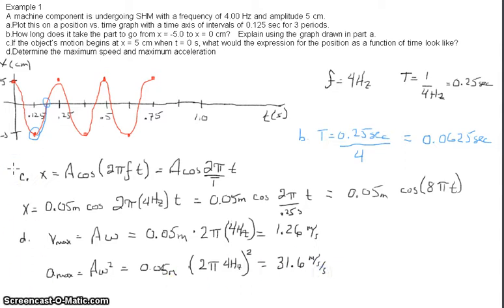All right, so in this problem, we looked at this graphically. We looked at what the graph means in terms of the period, how much of a period it is in part B. In C, we looked at how to express position as a function of time for an object that is oscillating. And in part D, we looked at the maximum velocity and acceleration.